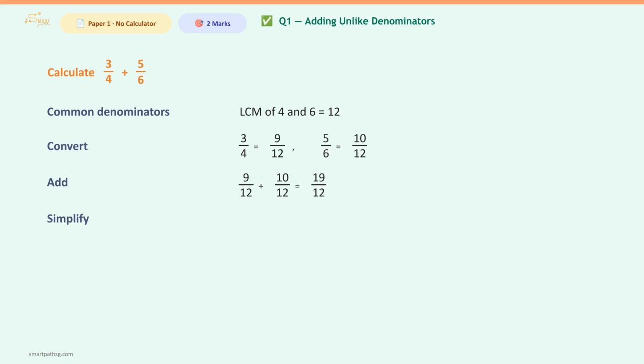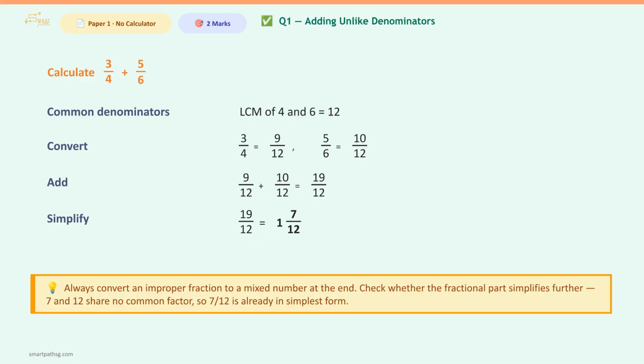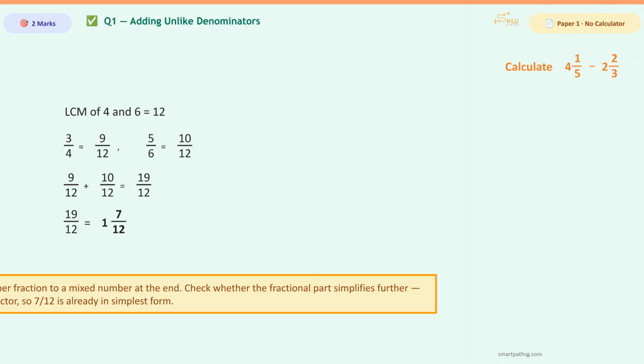Step 4, simplify. This is the step where many students lose marks. We must convert the improper fraction 19/12 into a mixed number. 19 divided by 12 is 1, with a remainder of 7. So the answer is 1 and 7/12. Finally, check. Can the fractional part 7/12 be simplified? No, because 7 and 12 do not share any common factors. So 1 and 7/12 is the final, simplest answer.